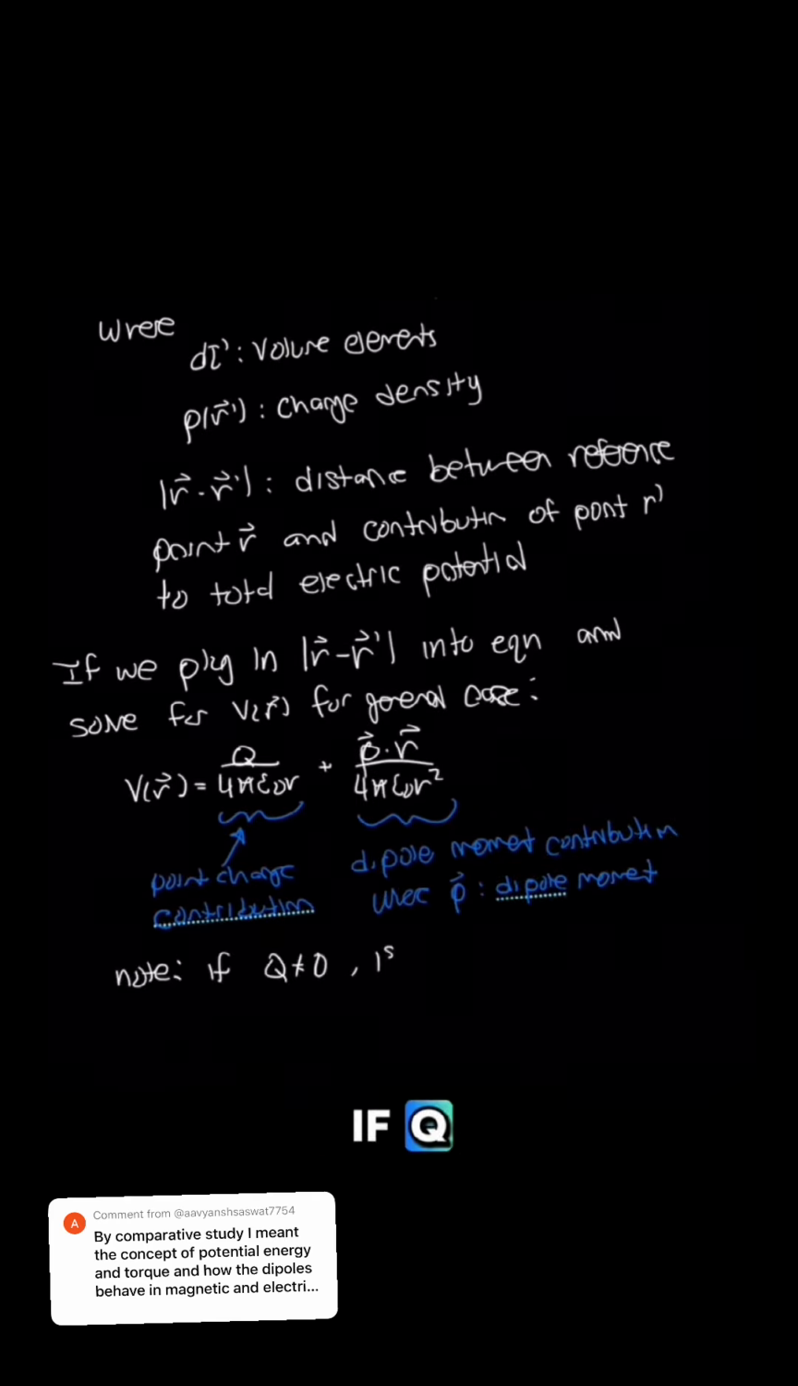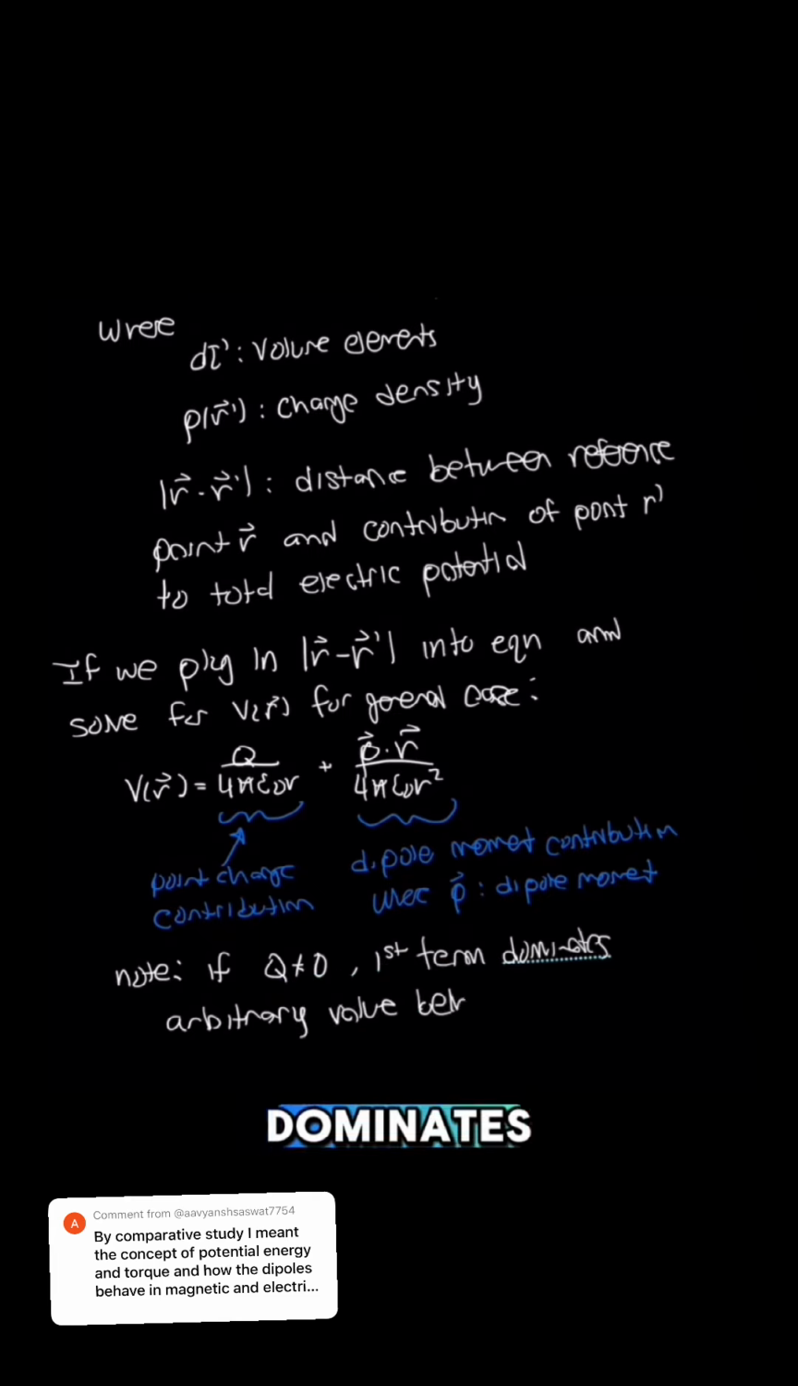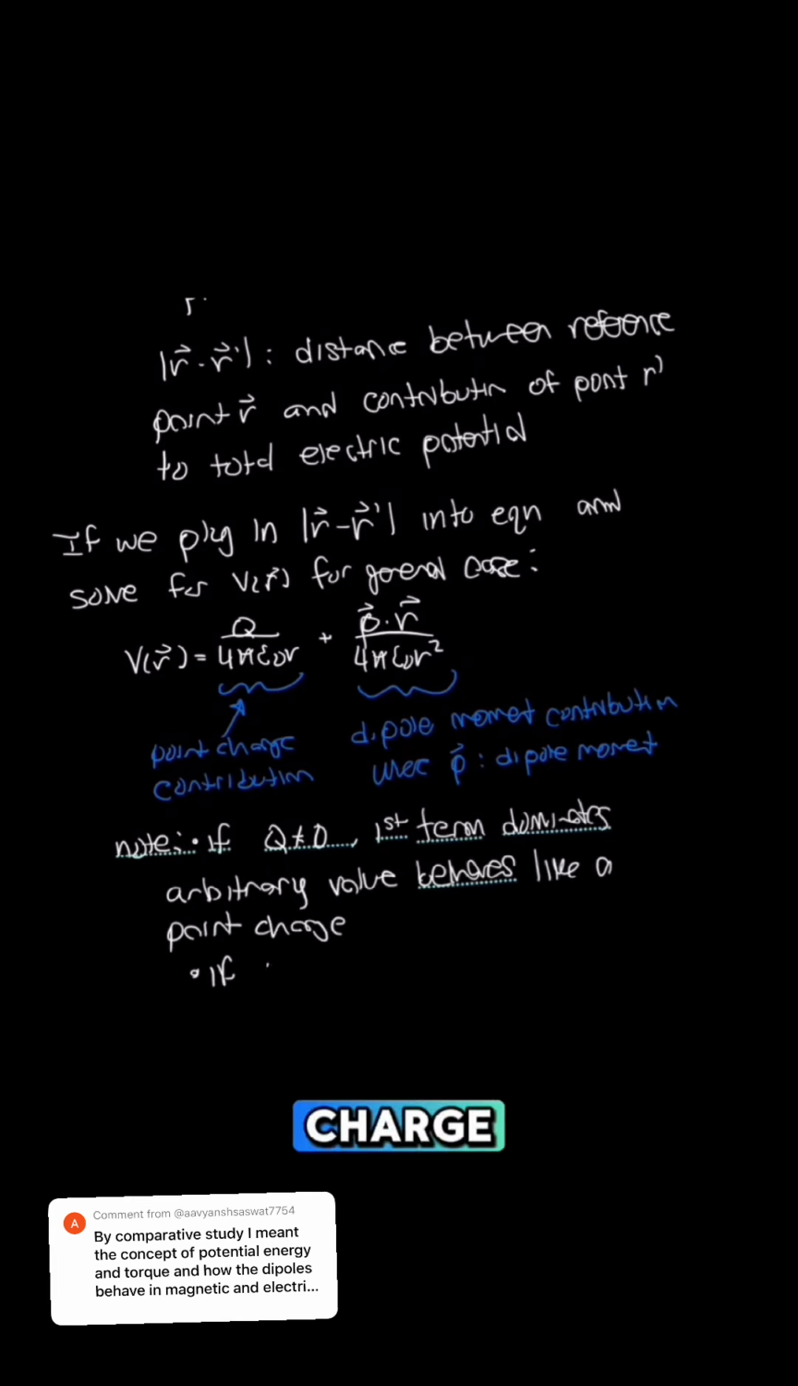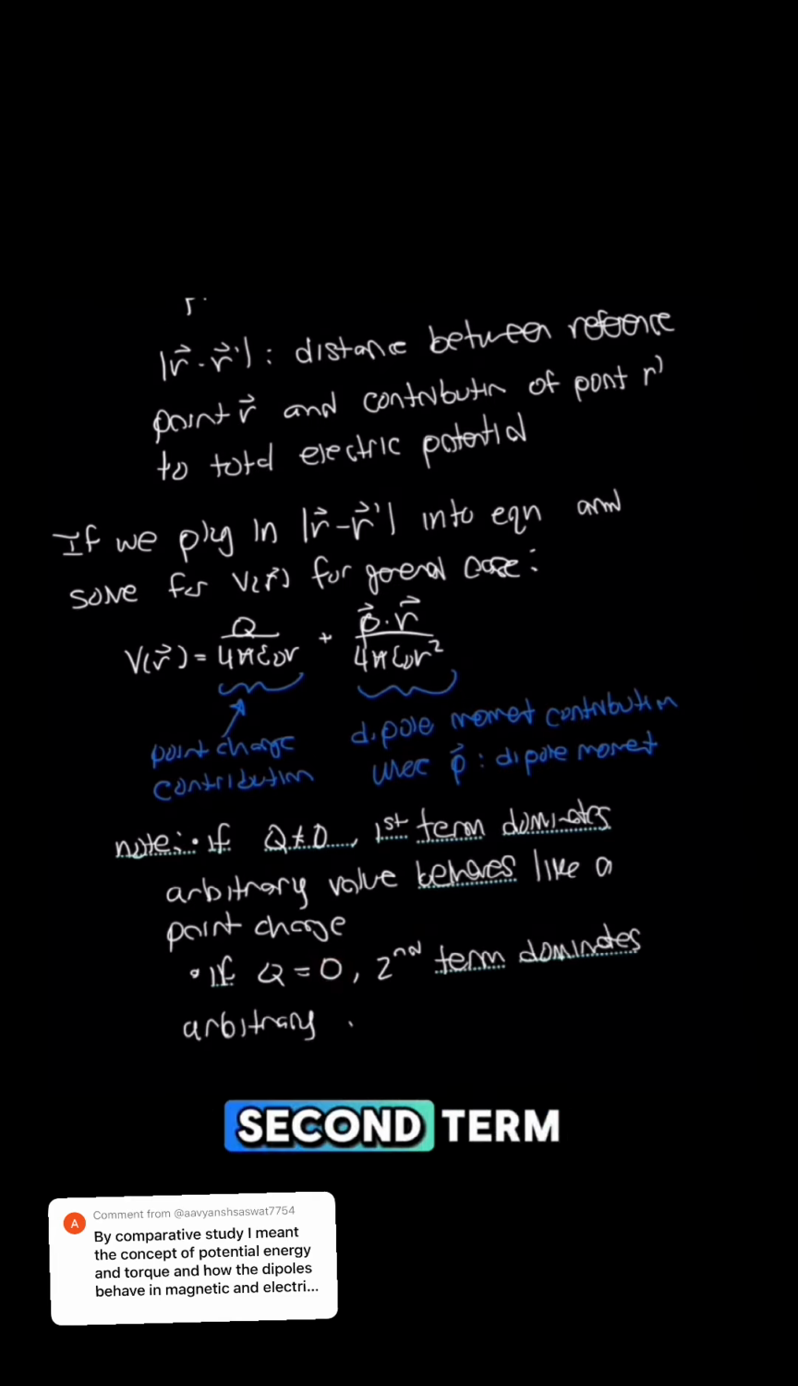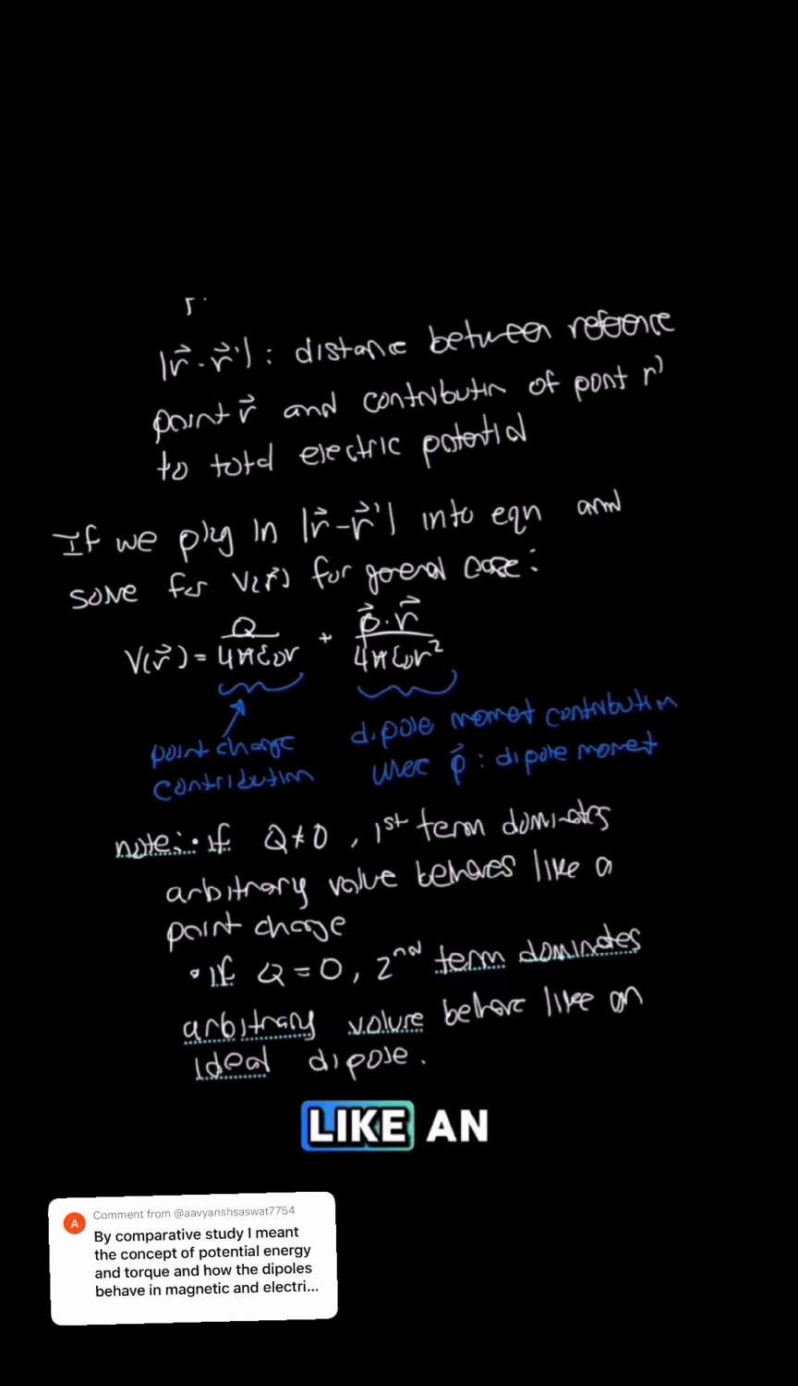We can note that if q is not equal to 0, the first term dominates. The arbitrary volume is going to behave like a point charge, and if q equals 0, this means that the second term dominates, so the arbitrary volume behaves like an ideal dipole.